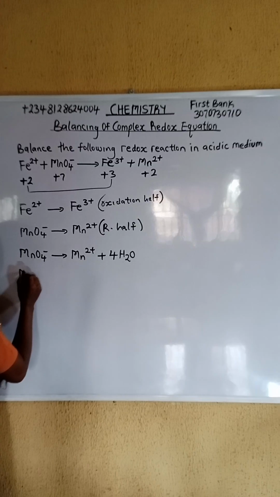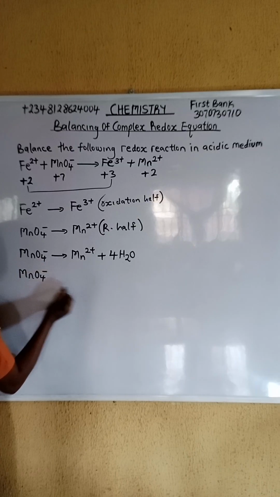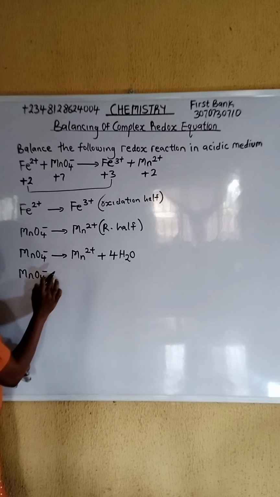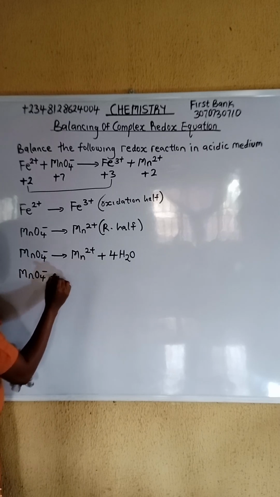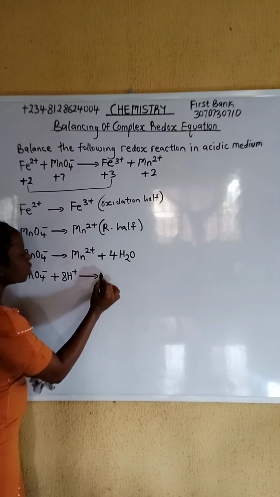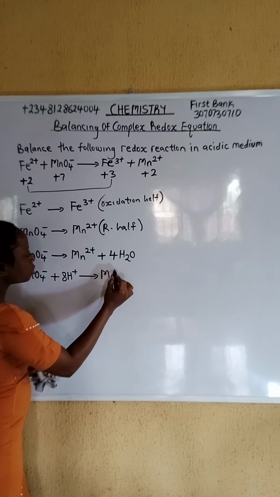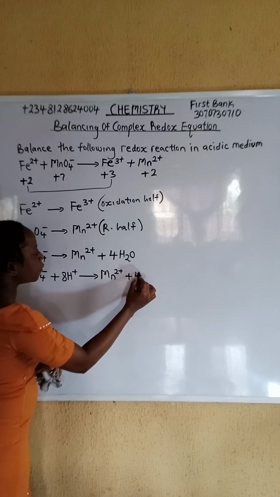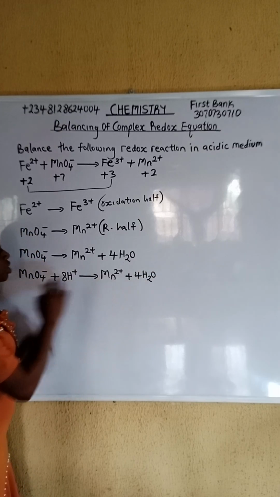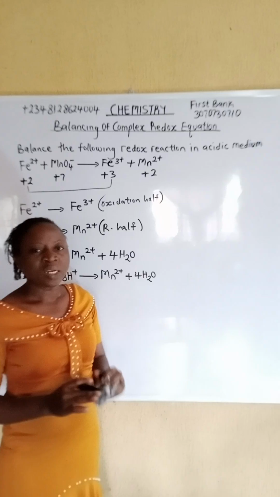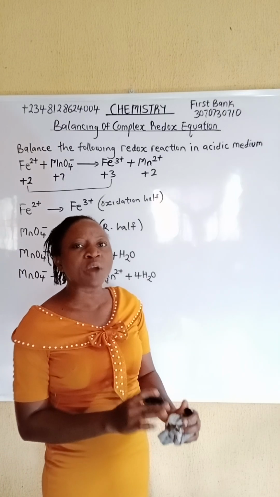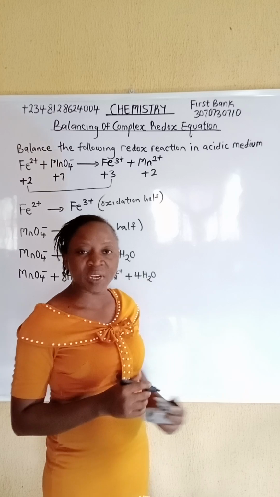Now we have MnO4-. We have 8 hydrogen at the product side, so you are going to add 8 hydrogen ions to the reactant side, that is plus 8H+, giving Mn2+ plus 4H2O. So you can see that the number of atoms is balanced. Then what is the next thing to do? We are going to balance the number of electrons lost or the number of electrons gained.